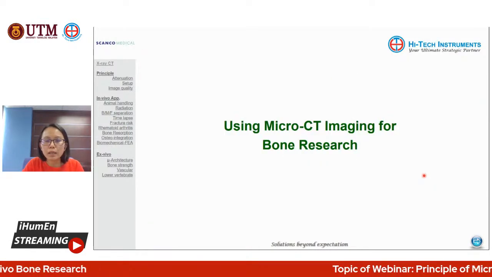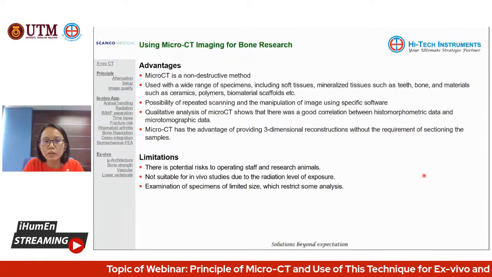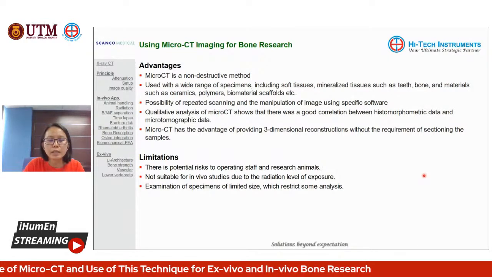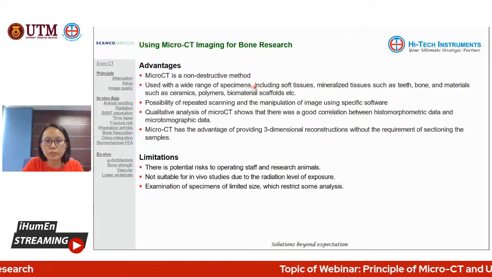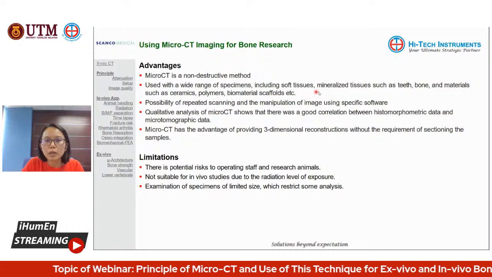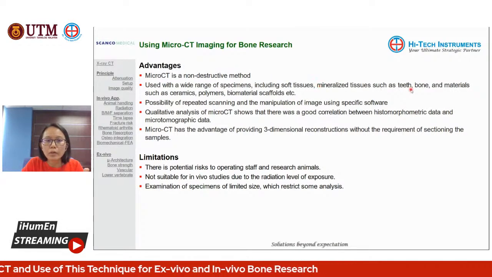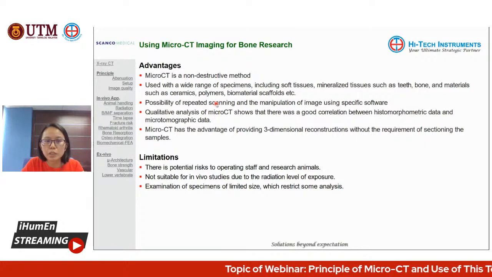Now, coming to the use of MicroCT for bone research. The advantages of using X-ray MicroCT for bone imaging are, first of all, that it's a non-destructive method. You can use it for a wide range of specimens, from very soft tissue like the lung or even your heart, to mineralized or harder tissue like teeth and bones, or even biomaterials like scaffolds, up to titanium or polymer can be imaged.